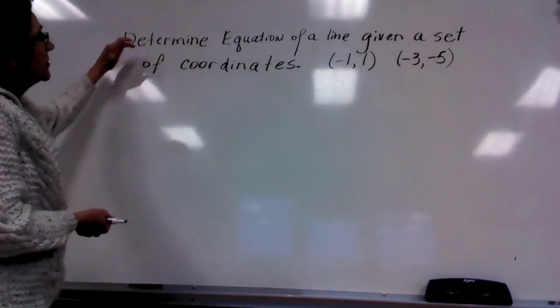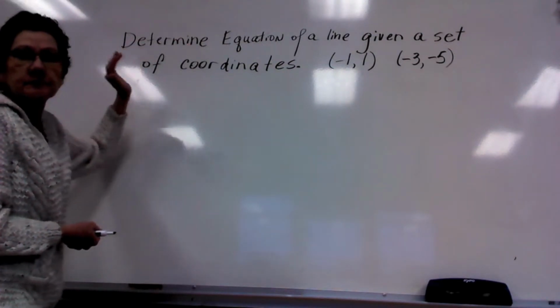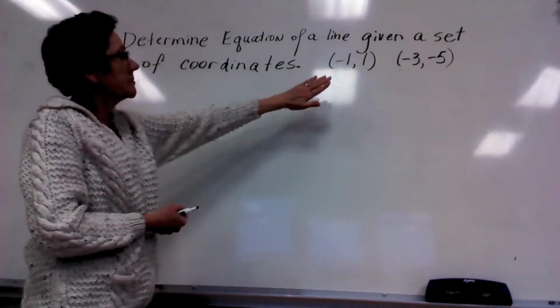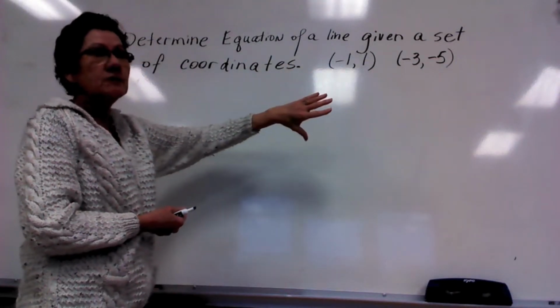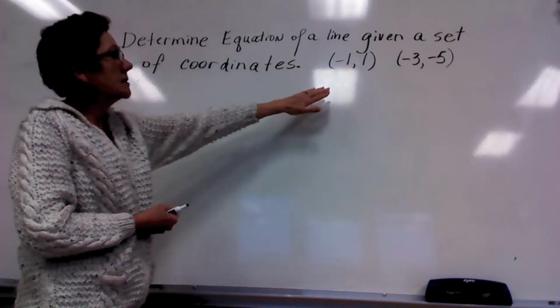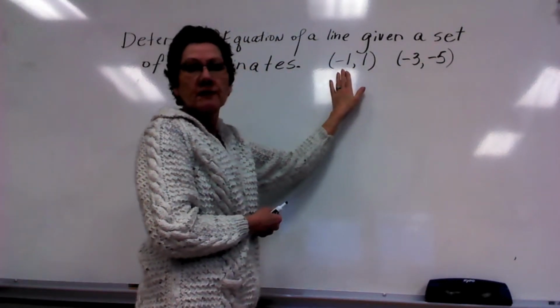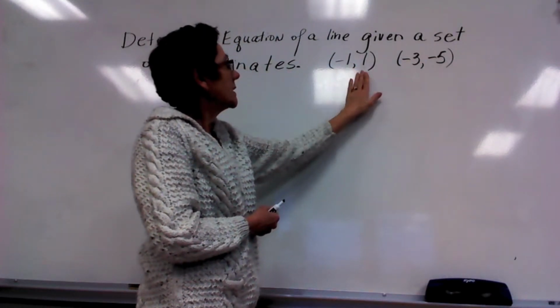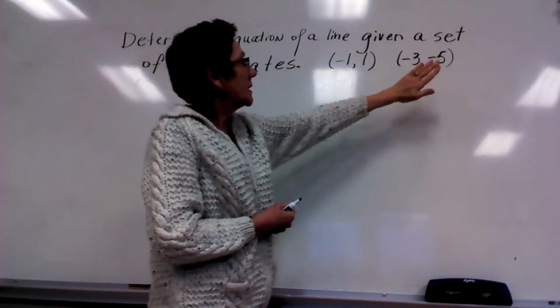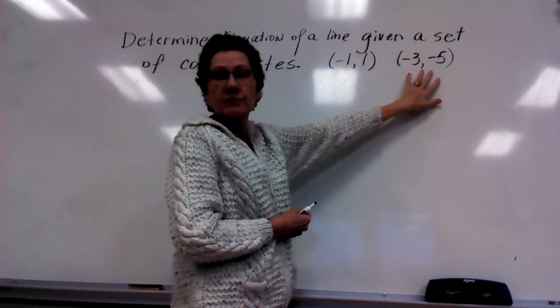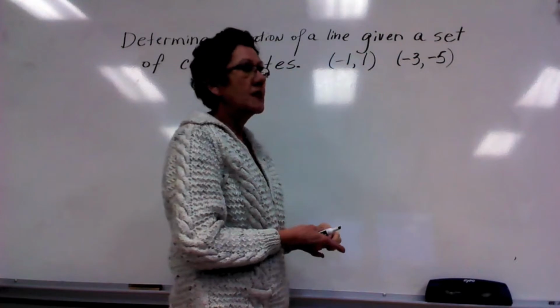Today we're going to determine an equation of a line given a set of coordinates. So we're going to determine the equation of a line given these two sets of coordinates. This one we've got a negative x value, -1, and a positive y value. And here we've got a coordinate, a -3x and a -5y.